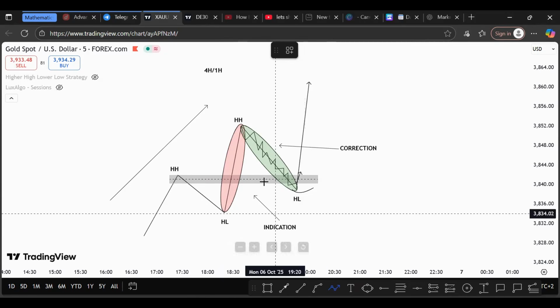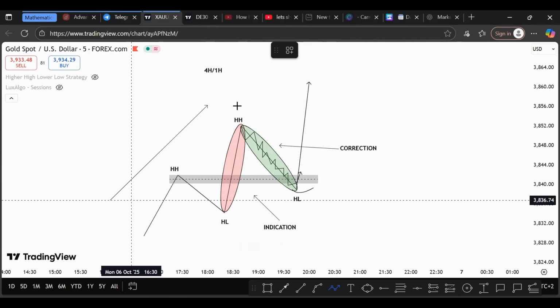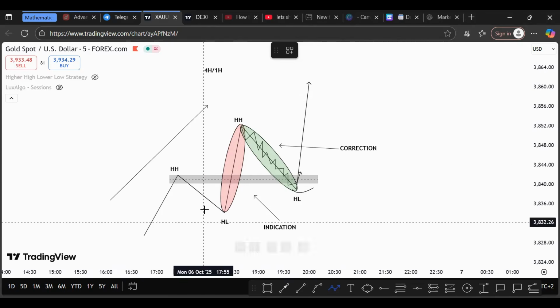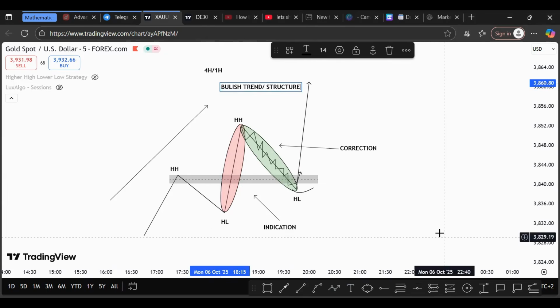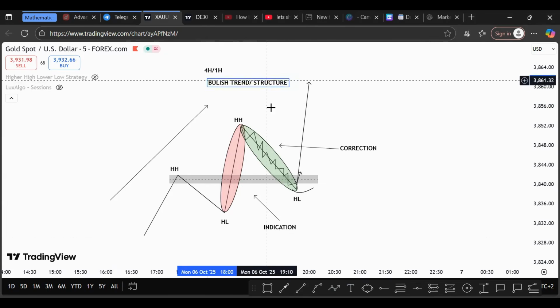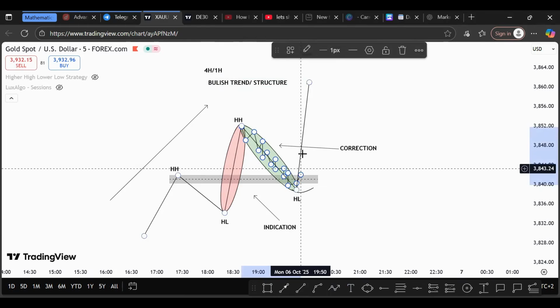So now we're looking for the continuation to the upside, because we know overall the market is bullish. We have a bullish structure. We are bullish on a bigger time frame, right? We have a bullish trend or structure. Right. So now we know that we are bullish. We're looking to buy to the upside. So how do we buy?